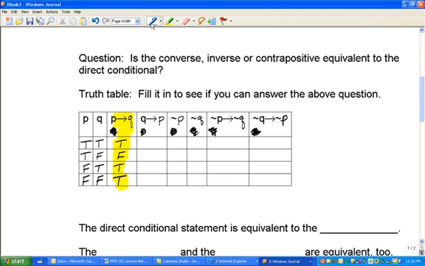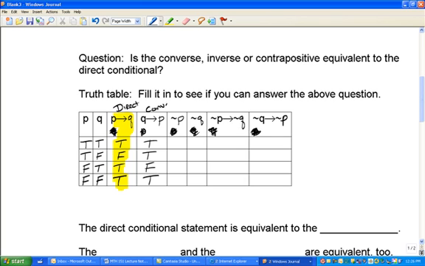So now the antecedent is Q and the consequent is P. So if true, then true would be true. If false, then true would be true. If true, then false would be false. And if false, then false would be true. Well, we can see the order has changed, so that's not it. This is our direct, and this is the converse.